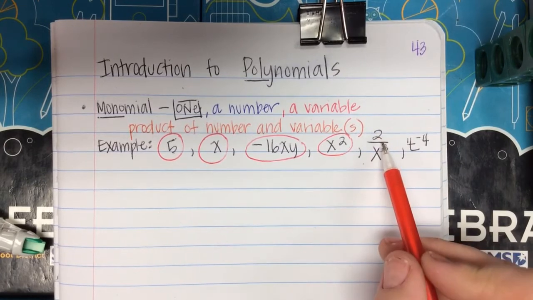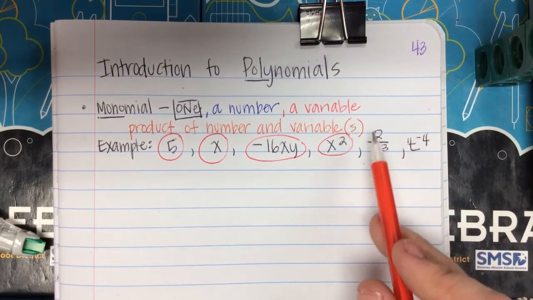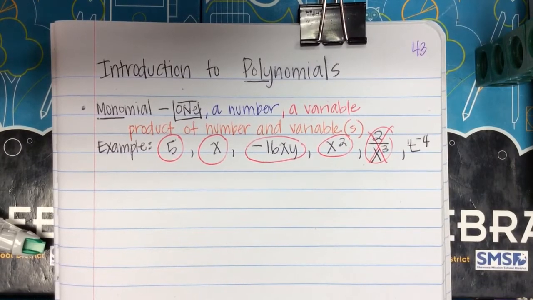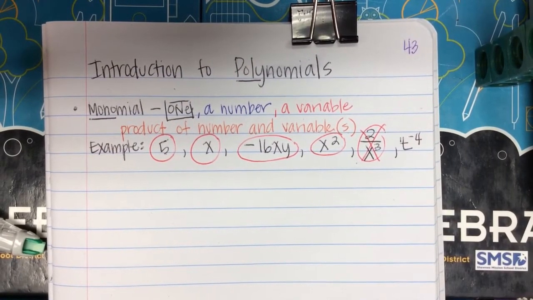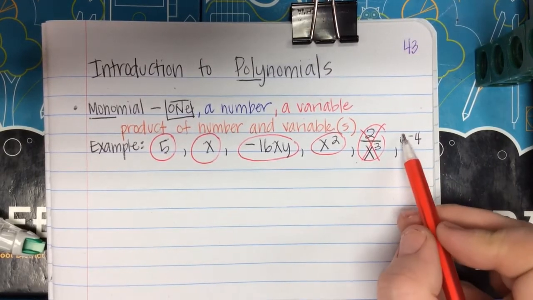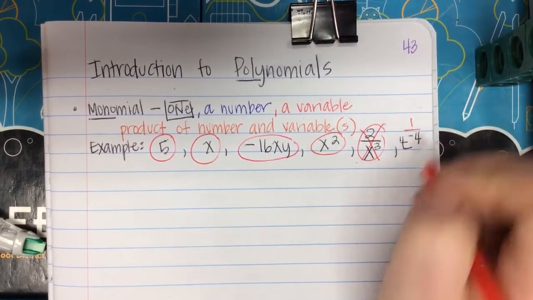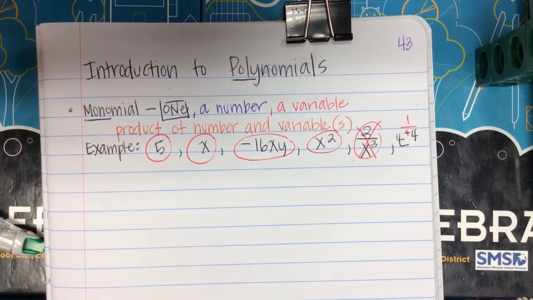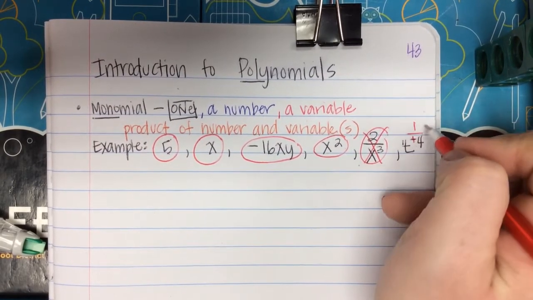How about 2 divided by x to the third? What is this problem doing? Dividing. What about t to the negative 4th? What did we just learn about that? How could you rewrite t to the negative 4th, Angelina? 1 over t to the power of 4. And is that a monomial, or is it multiplying? What's this doing? Dividing, so it's not going to work either.